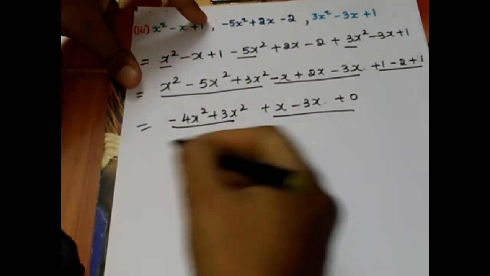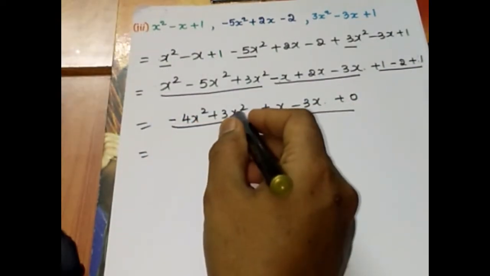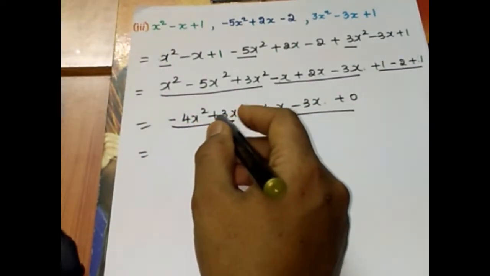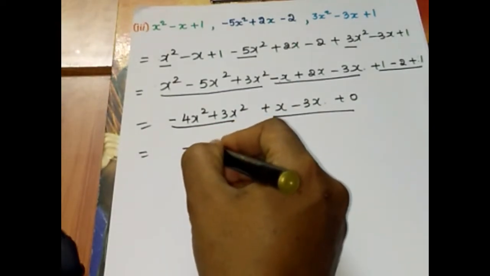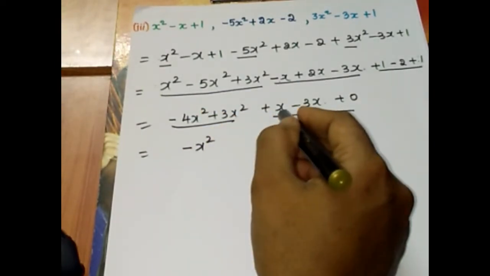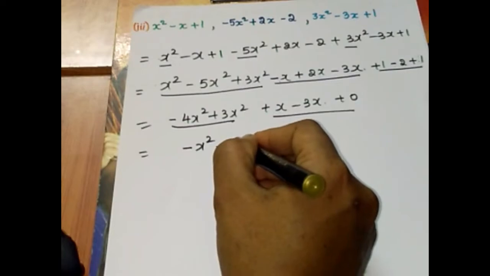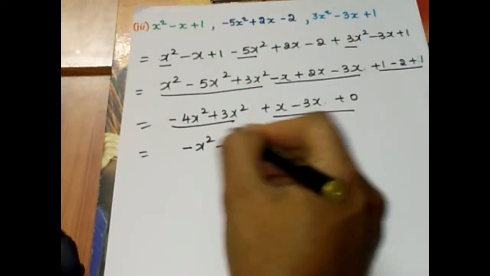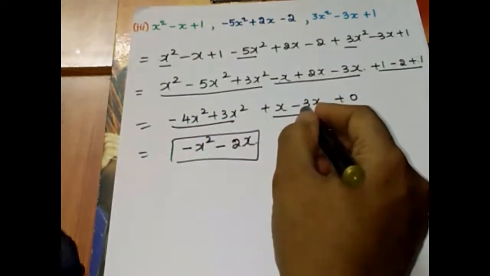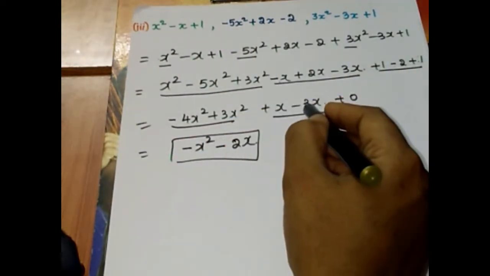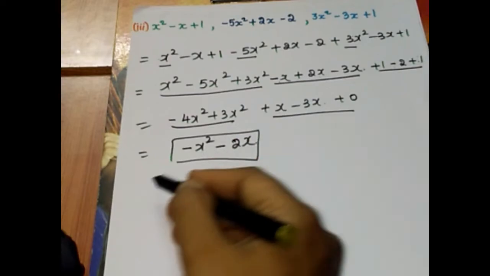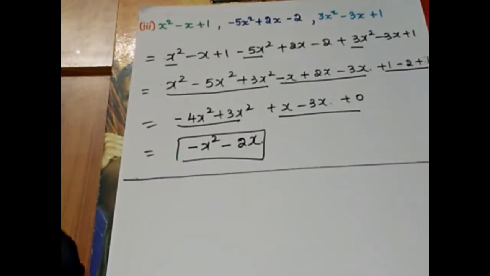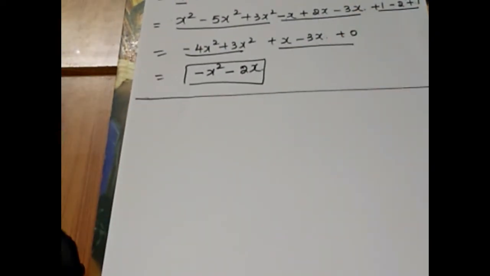Now minus 4x square plus 3x square. So subtract and write the greater number sign, that is minus x square. Plus x minus 3x is minus 2x. Why? Because 3 minus 1 is 2 and 3 is the greater number, its sign is minus. Let's move on to the column method.